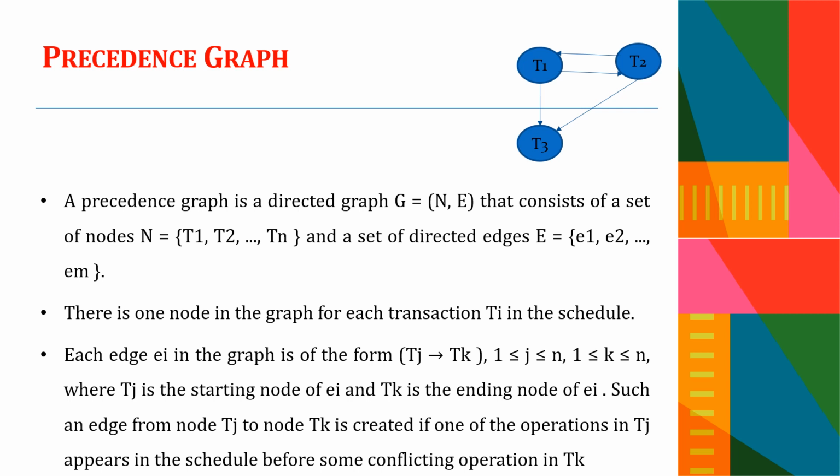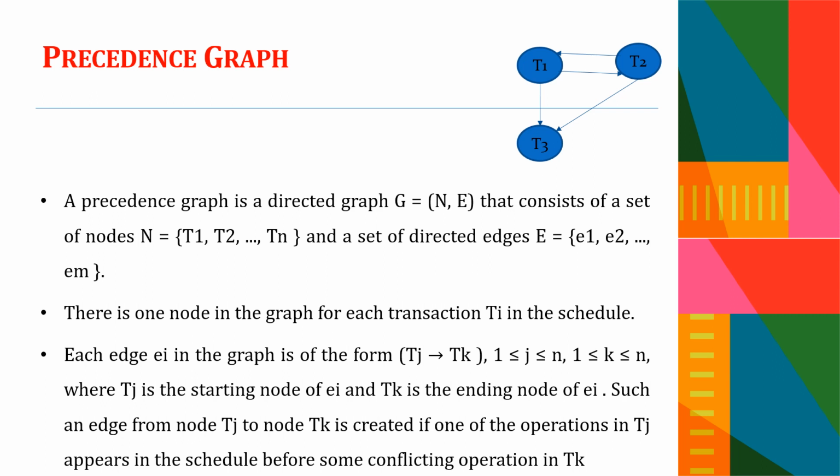A precedence graph is a directed graph which consists of nodes n and directed edges e. There is one node in the graph for each transaction Ti in the schedule. If you have two transactions in the schedule, we will have two nodes in the precedence graph. Each edge ei in the graph is of the form Tj to Tk, where 1 ≤ j ≤ n, 1 ≤ k ≤ n, where Tj is the starting node of ei and Tk is the ending node of ei.